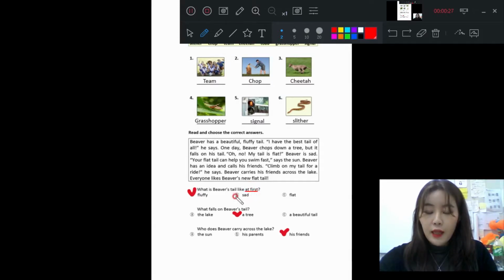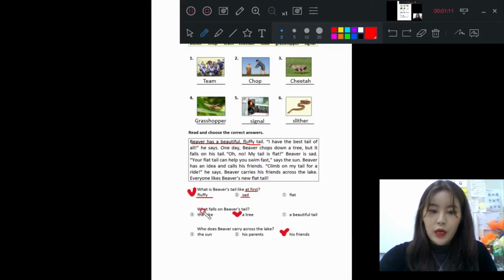So, 처음에 tail, so how did it look like? And when they're asking that, how did it look like, you cannot say that it looked like said. So, said is not going to be the answer for sure. Now, we have to pick carefully between this fluffy and flat. Now, let's see which one is the correct answer from the passage here, okay? Beaver has a beautiful fluffy tail. Aha, here we go. So, the answer will be fluffy here. But later on, the tail became the flat, but this question is asking for at first, 처음에. So the answer will be A.